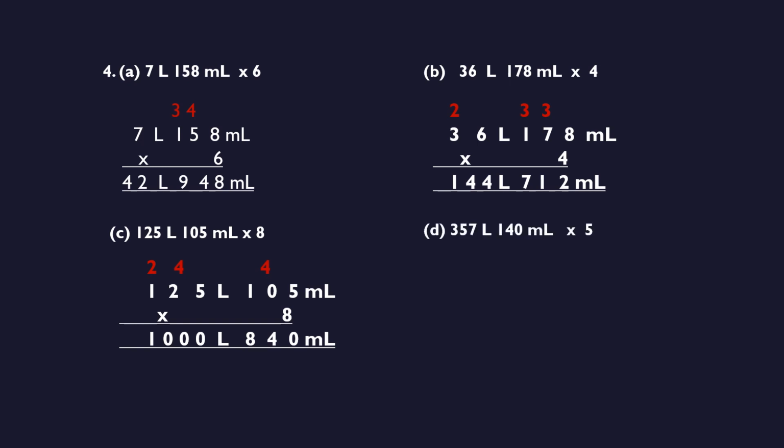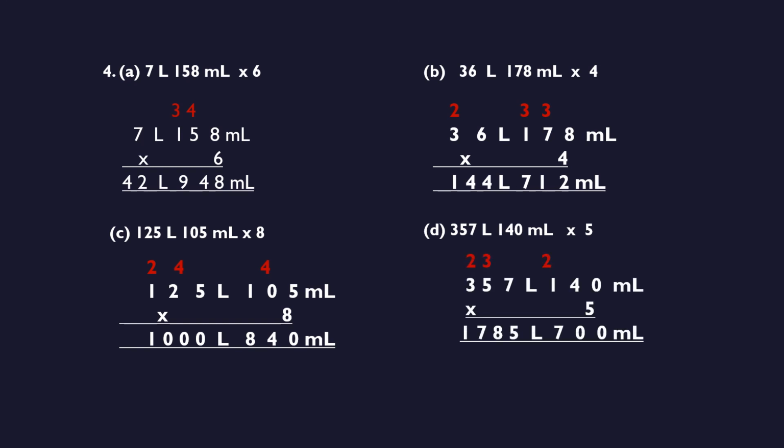Then D part, 357 liters 140 milliliters multiplied by 5. Now 5 zeros are 0, 5 fours are 20. So write 0 in the answer part and 2 as carry. Then 5 ones are 5 plus 2, 7. So 700 milliliters. Then come towards the liter side.